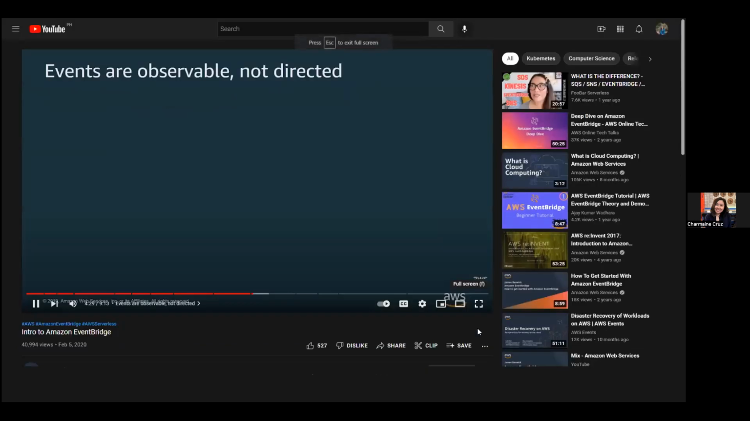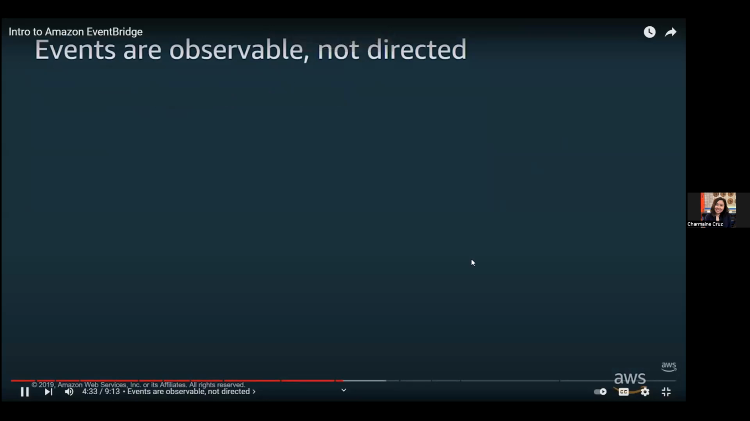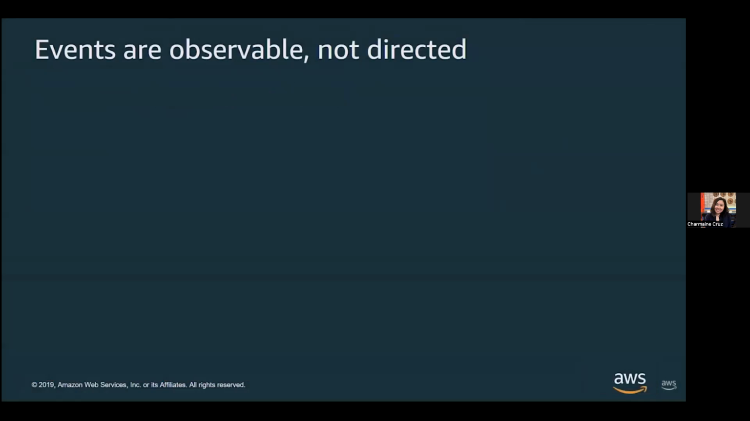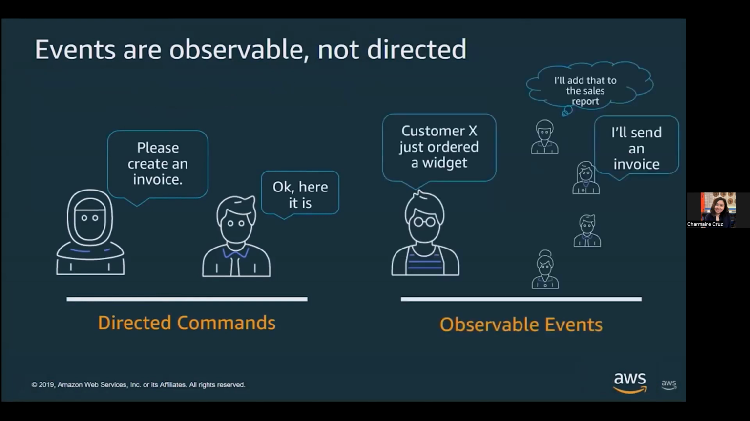Well, events are central to EventBridge, and events are observable and not directed. The previous tightly coupled APIs used directed commands, whereas an event-driven approach is observable. What's the difference? Well, in a command model, each command is explicitly issued to a specific recipient. So here, the person on the left says, please create an invoice, and the person on the right hears that and takes action. Events, on the other hand, are merely observable by other systems.